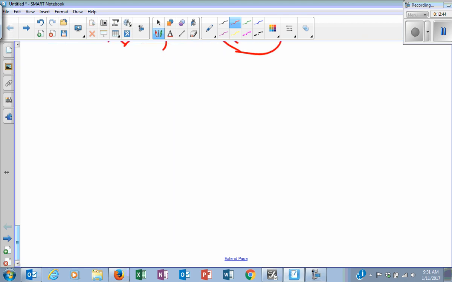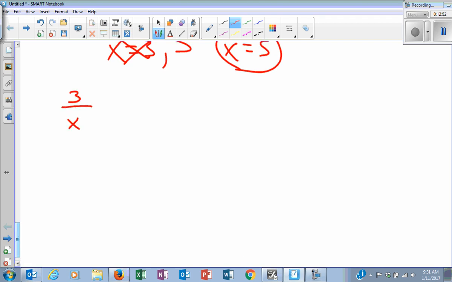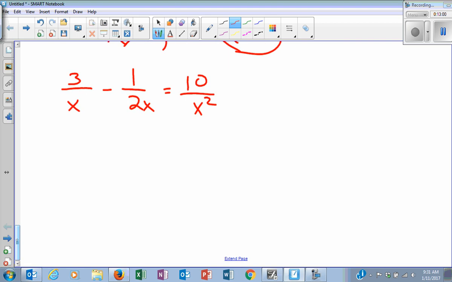All right, last one. Oh, 2 more, sorry. 3 over x minus 1 over 2x equals 10 over x squared. Okay, I'm going to multiply by the least common denominator. The least common denominator is going to be x. I need a 2, and I need 2 x's now because I remember I have to take the biggest part, so I need x squared. And so what I multiply by is I multiply this by 2x squared, I multiply this by 2x squared, and I multiply this by 2x squared.